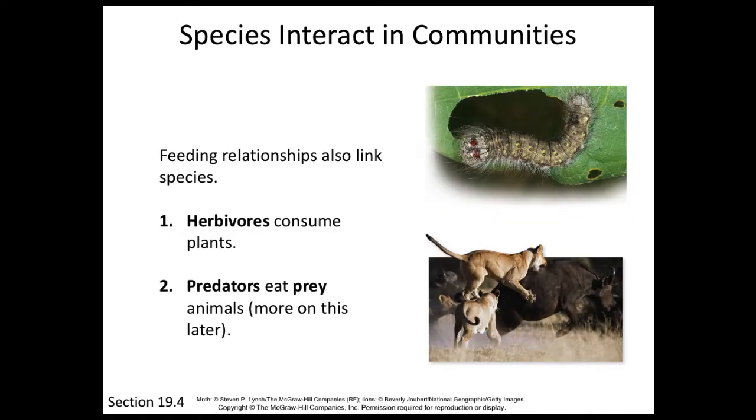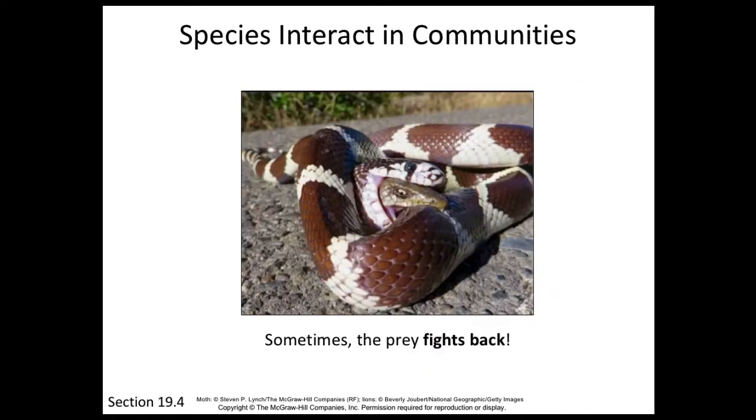Feeding relationships also link species together. For one, herbivores eat plants, and for two, predators eat prey animals. However, sometimes the prey fights back. Here we can see an example of a snake that ate a lizard, and even though the lizard's being swallowed, it's still biting and holding on to that snake's body.